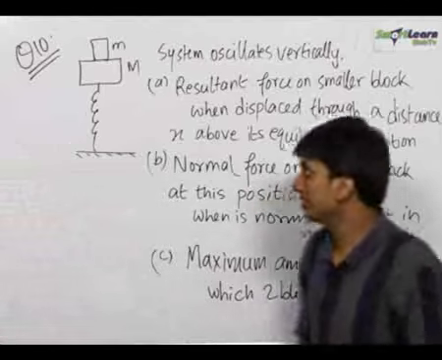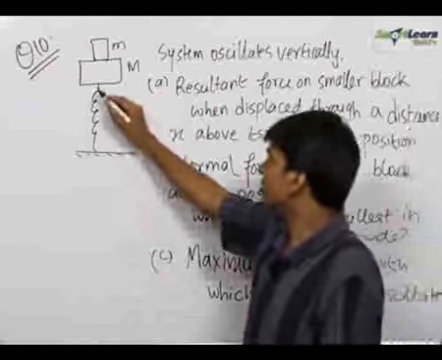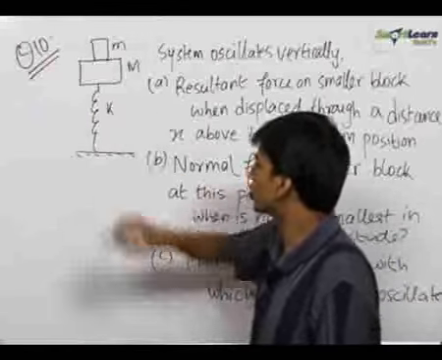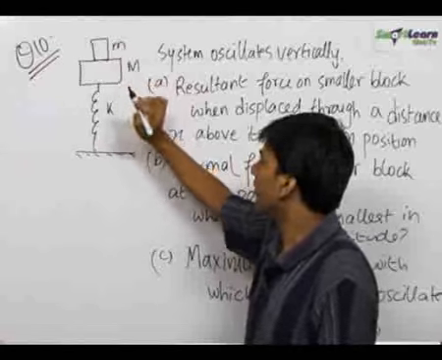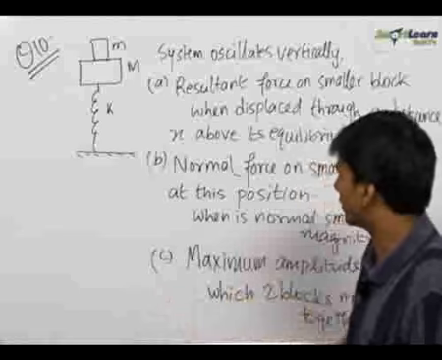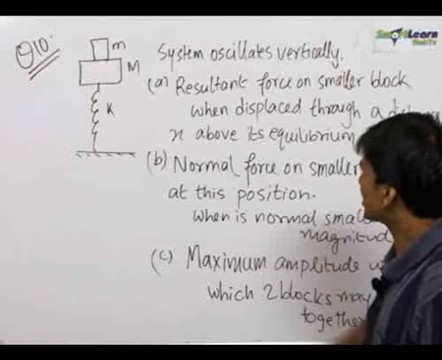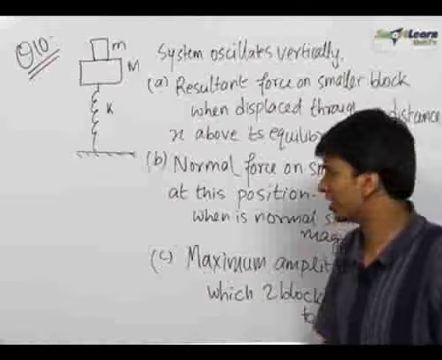So here's an interesting question. We have a block of mass M which is attached to this spring of spring constant k, and there's a small block of mass m which is kept on top of this capital mass M. These two blocks are not attached to each other but just kept on each other. The system oscillates vertically and we know that it is SHM.